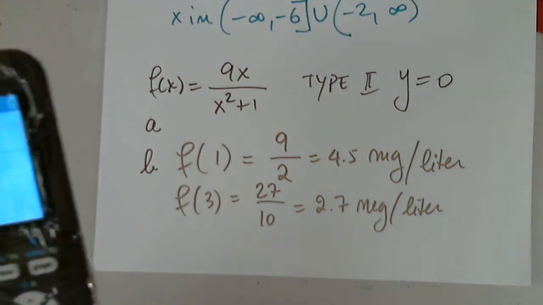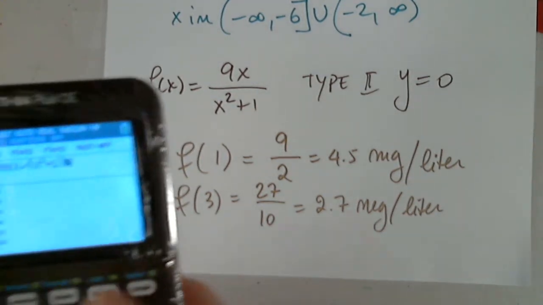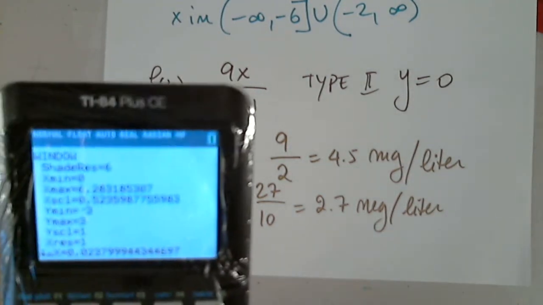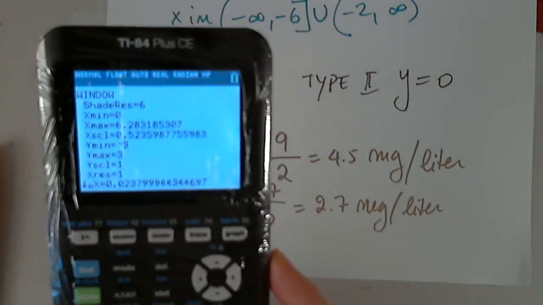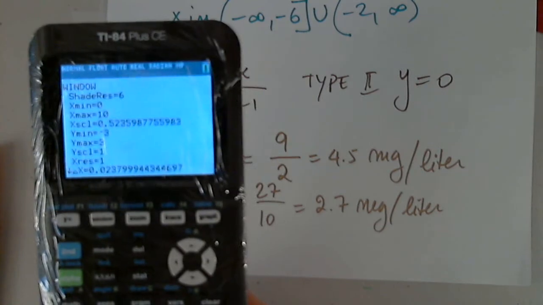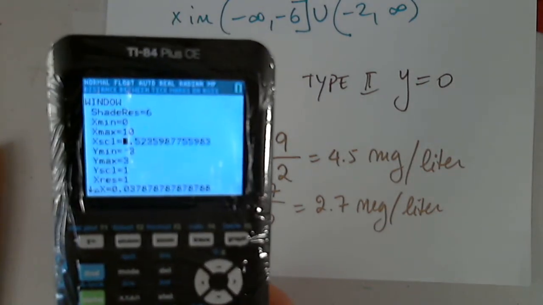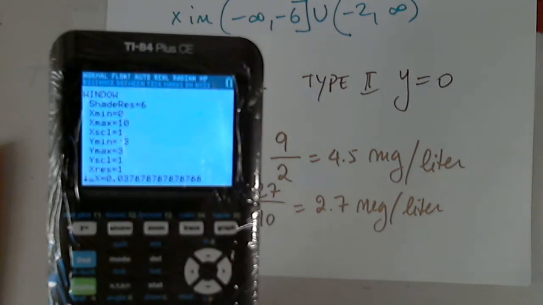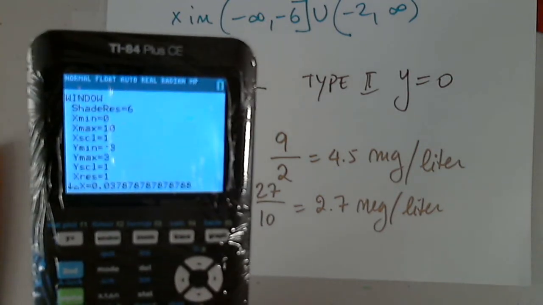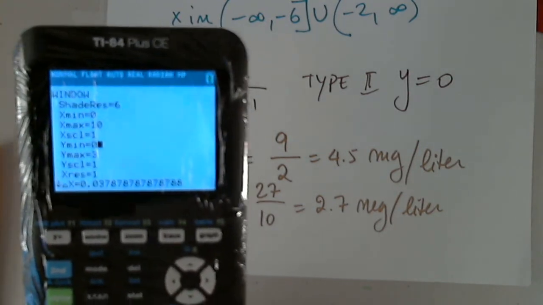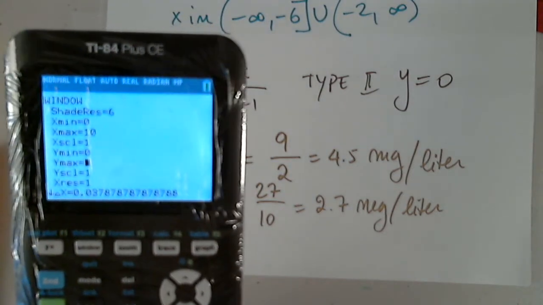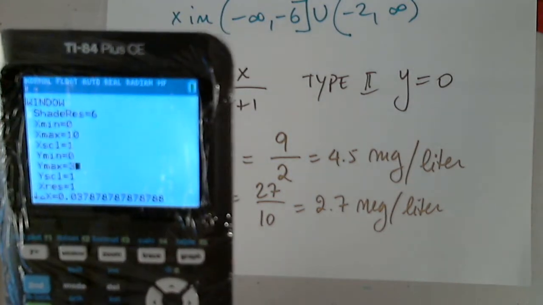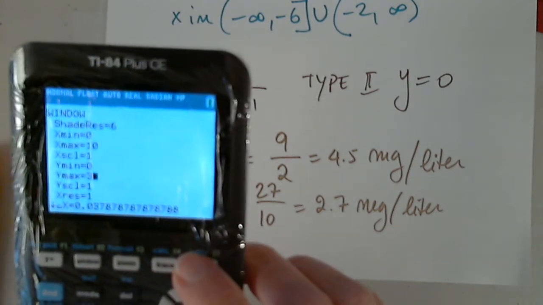here it is. And we are given the viewing window. So when you click on window, you will type 0 for x minimum. You will type 10 for x maximum. You will type 1 as the scale for x. You will enter 0 for minimum y. You will enter 3 for maximum y and 1 for the scale. And now we can graph.